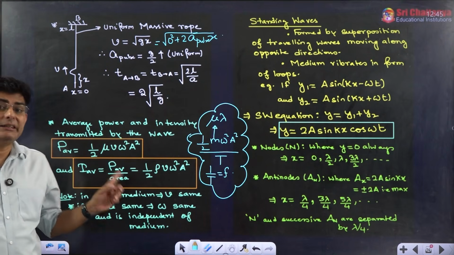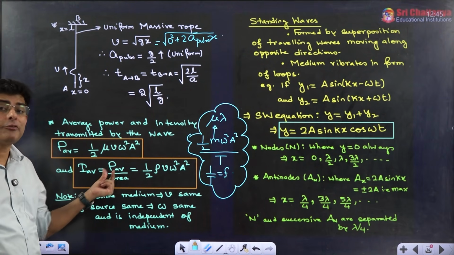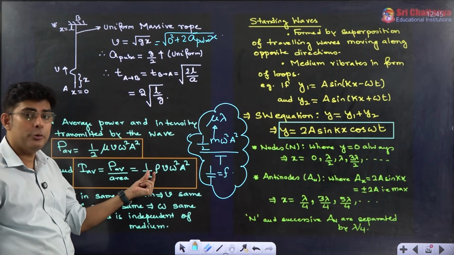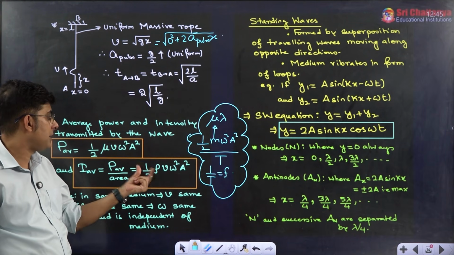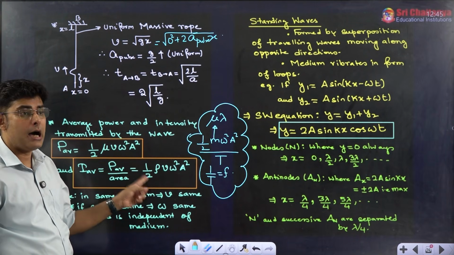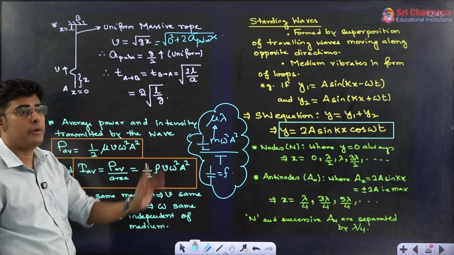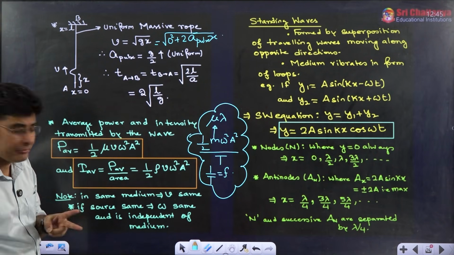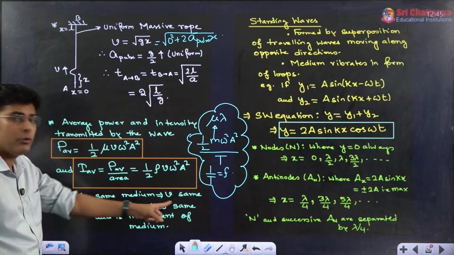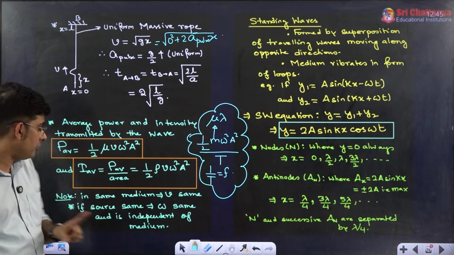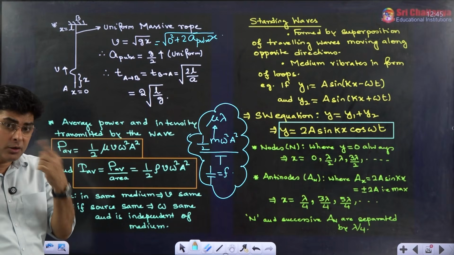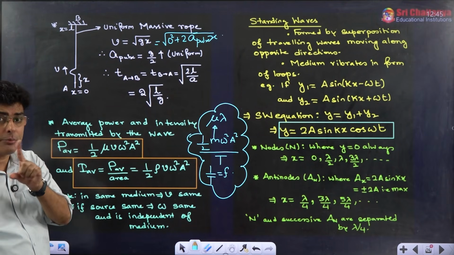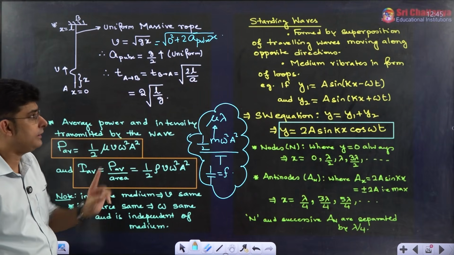If they ask you average intensity, intensity is power by area of cross section of the string. So if you divide mu by A, I said mu by A is rho. So same expression, only here mu, here rho. Half rho v omega square A square. Now remember that if medium is same for two different waves, if they are saying medium is same, what is same? v. v is a property of medium, it will remain the same. If source is same for two waves, then what is same? Omega or frequency. Frequency is a property of source. This thing should be kept in mind.